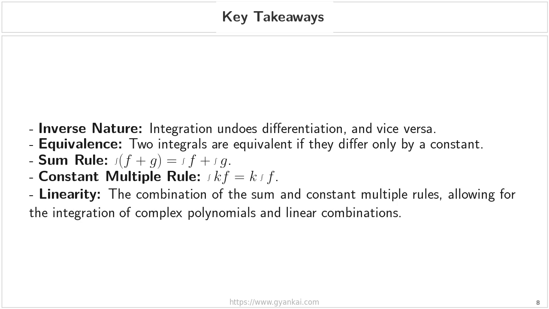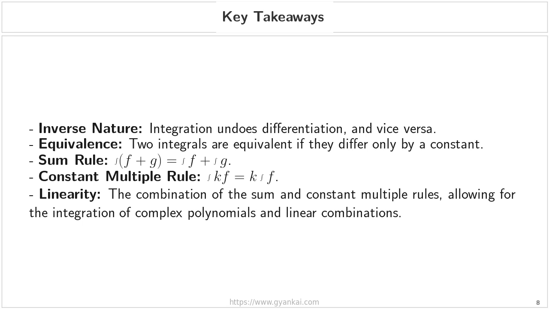Finally, we have linearity. This is really just a combination of the sum rule and the constant multiple rule. It allows us to integrate a linear combination, meaning a sum of constant multiples, of multiple functions all at once. So, the integral of k1 times f1 plus k2 times f2, and so on up to kn times fn, is equal to k1 times the integral of f1, plus k2 times the integral of f2, and so on, up to kn times the integral of fn. This is a powerful tool for tackling more complex integrals, like those involving polynomials with multiple terms.